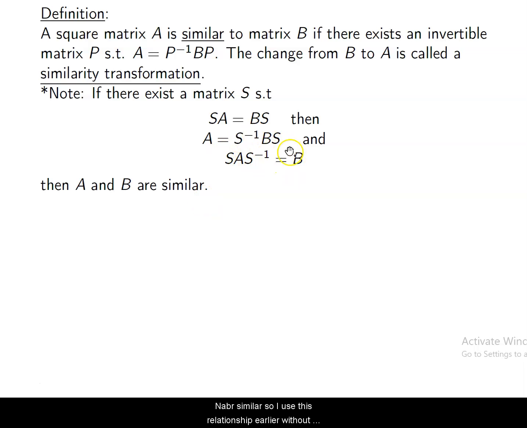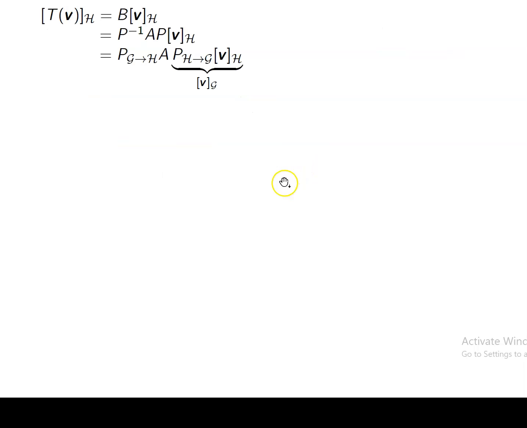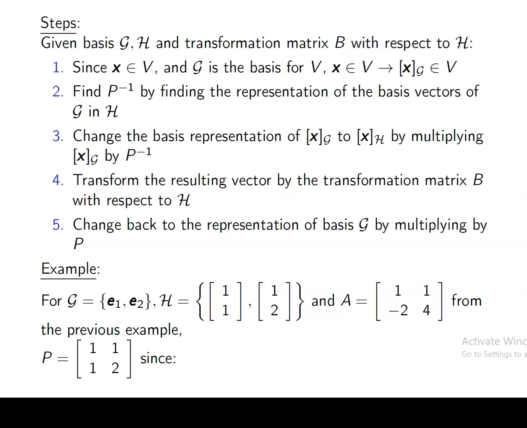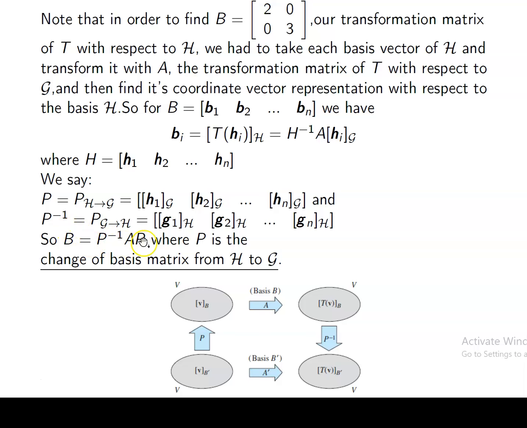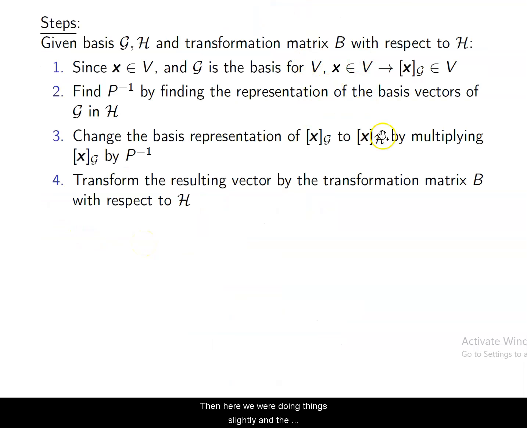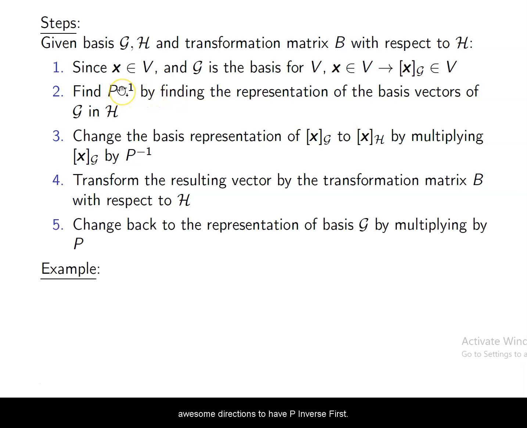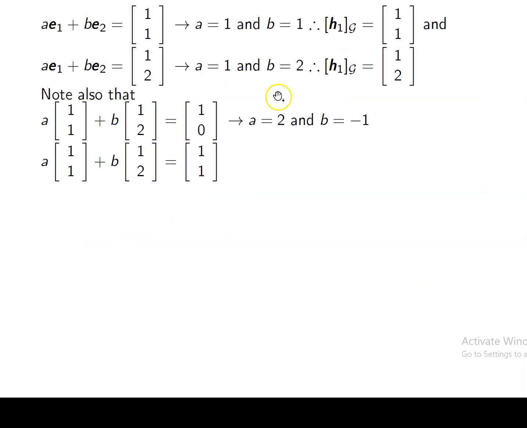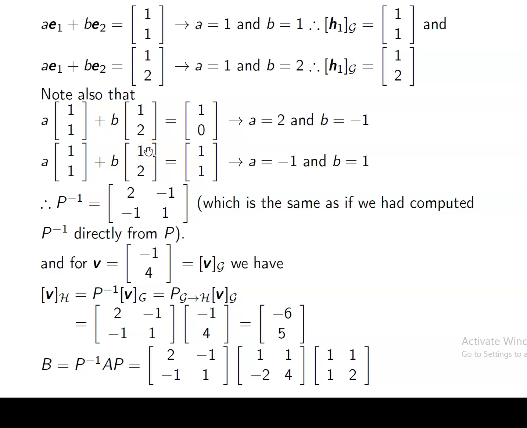So I used this relationship earlier without showing it to you. I said that this was B and this was A, and then we moved some stuff around and I said that this was B and that this was A. That's when things probably seemed a little backwards, because here I'm saying this is what B is, and then we were doing things in the opposite direction, because I had P inverse as the first multiplication and P as the last multiplication. And then in the other example I was doing P as the first multiplication and P inverse as the second multiplication.